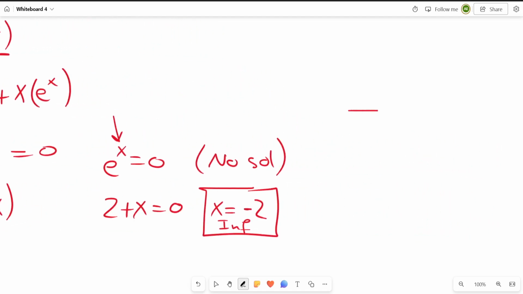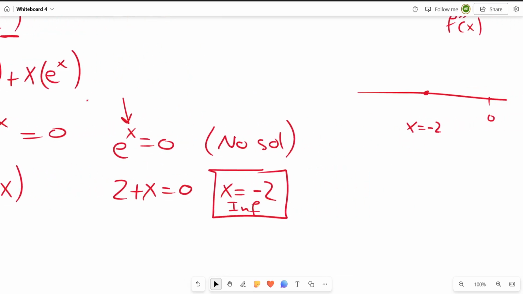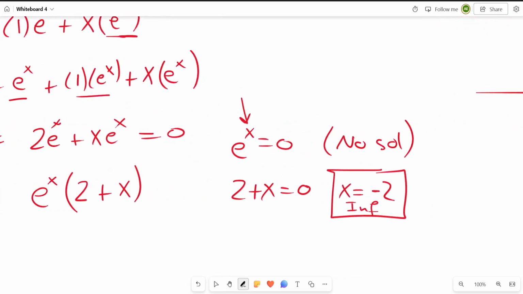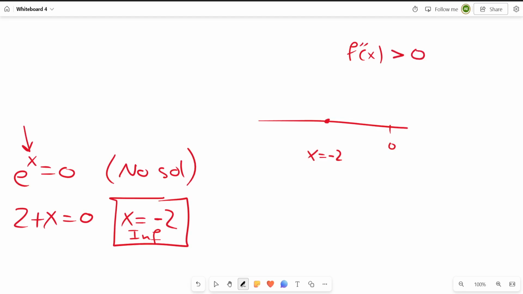So let's draw our number line, and let's say this is x equal -2, and let's test f double dash of x when it's on the right of -2. I know that 0 is on the right of -2, so I can substitute 0 in f double dash of x. So f double dash of 0 is going to equal e power 0 times 2 plus 0. So I know that this is 1. So 1 times 2 plus 0, which is 2, so equal 2. So it's a positive answer. So I know that f double dash of x over here is positive.